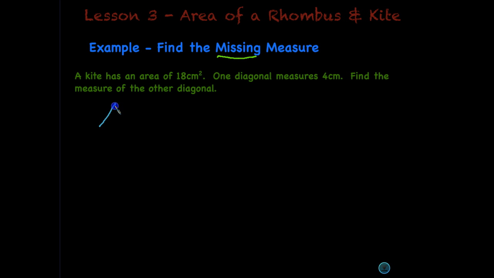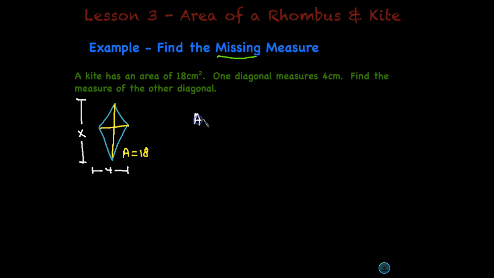Well, let's go ahead and make a kite and then label. So here's our kite. If we label our diagonals, we have one diagonal here and one diagonal, the short one, there. We know that the area, the whole thing, is equal to 18 centimeters squared. One diagonal measures 4 centimeters. So I'll just assume that the short one is 4. So from here to here is 4. And what we need to find is the length of this long diagonal. So how do we do that?